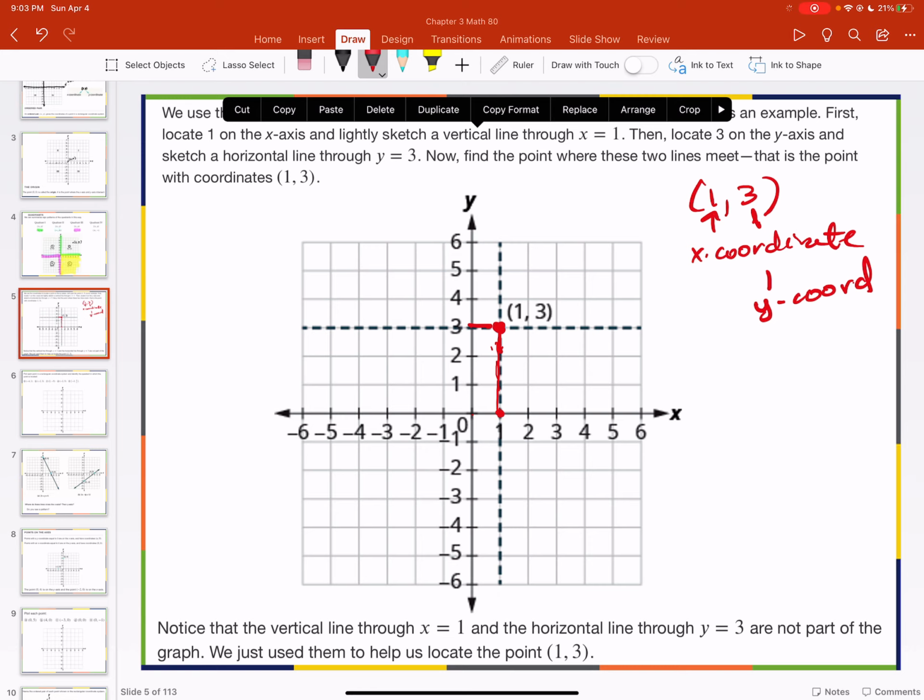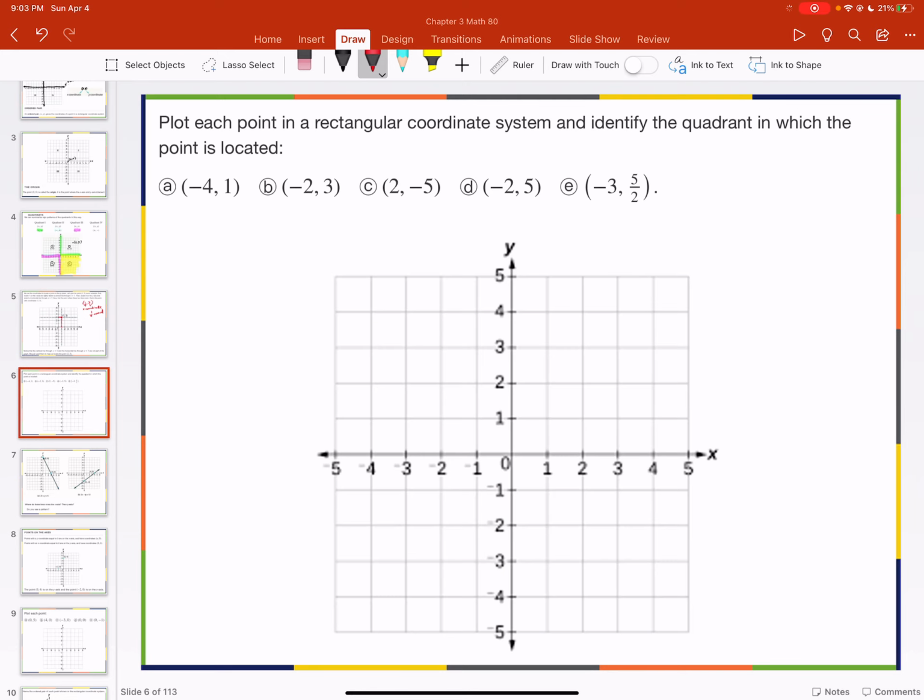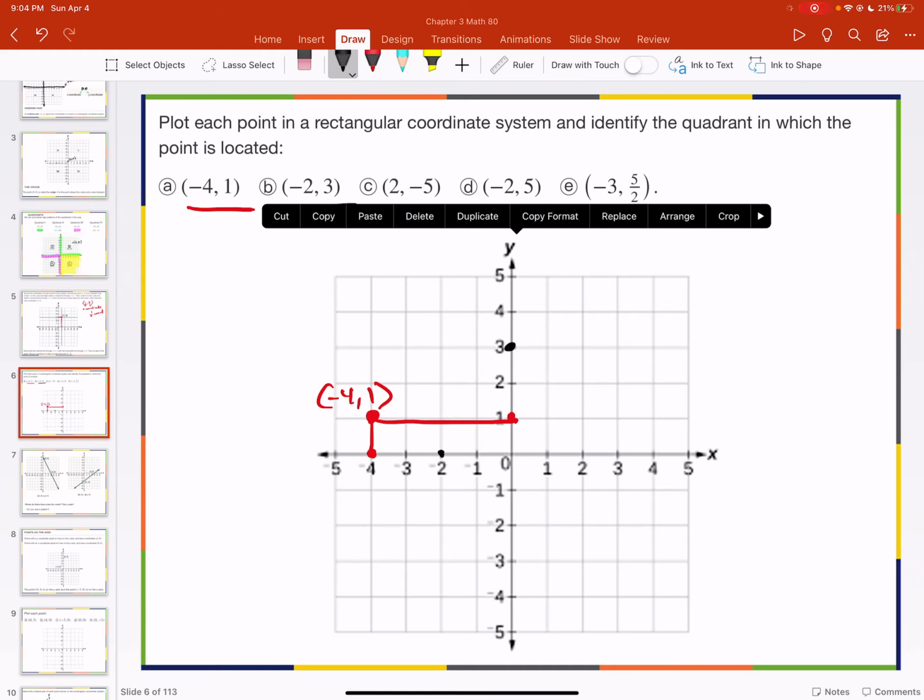Okay, so let's do a couple of examples for fun. So here we have negative 4, 1. So that means, okay, on the x-axis, I look at negative 4. On the y-axis, I would look at 1. And then where do they meet? They meet here. So this is the point negative 4, 1. And then let's do another one. We have the point negative 2, 3. So negative 2 is here, 3 is here, and they meet here at negative 2, 3.